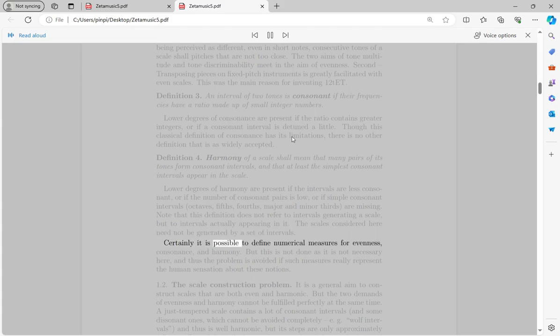Certainly, it is possible to define numerical measures for evenness, consonance, and harmony. But this is not done, as it is not necessary here, and thus the problem is avoided of whether such measures really represent the human sensation about these notions.